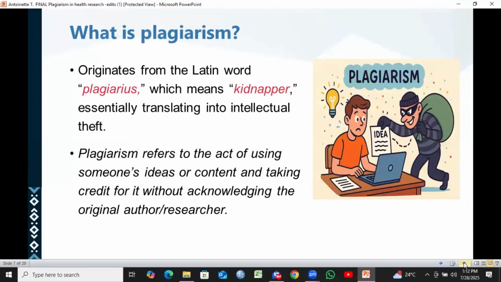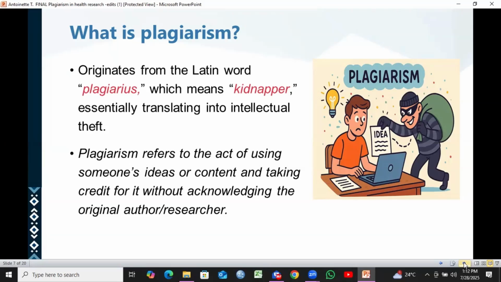Now, what is plagiarism as a whole? It originates from the Latin word plagiarus, which means kidnapper, essentially translating into intellectual theft. So plagiarism refers to the act of using someone's idea. That means you take somebody's idea, you take someone's content, and you take credit for it without acknowledging the original authors and researchers. You take an idea from an article, you take content from an article, and you do not acknowledge the person who originally worked on that article. You bring that idea as a new idea. You bring the content as if it is yours that you fabricated, whereas you took it from another article and you do not acknowledge that person. That's what we call plagiarism, hence intellectual theft.